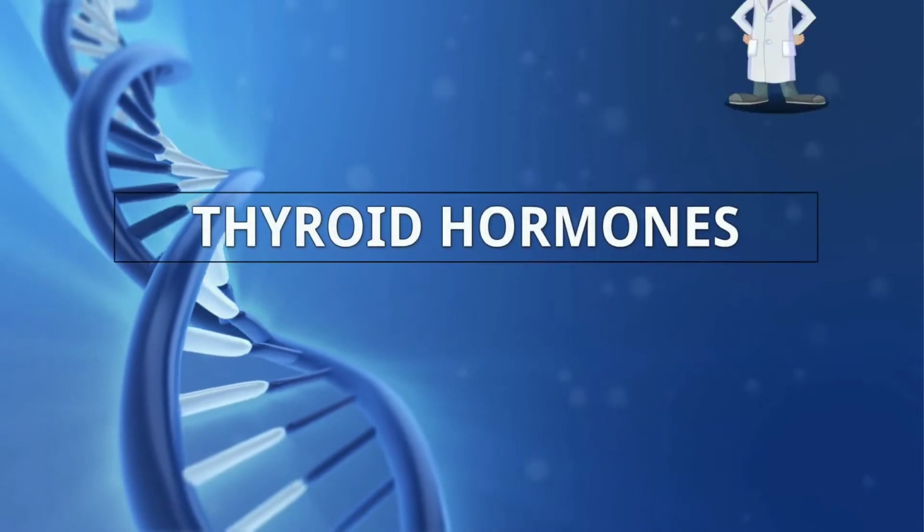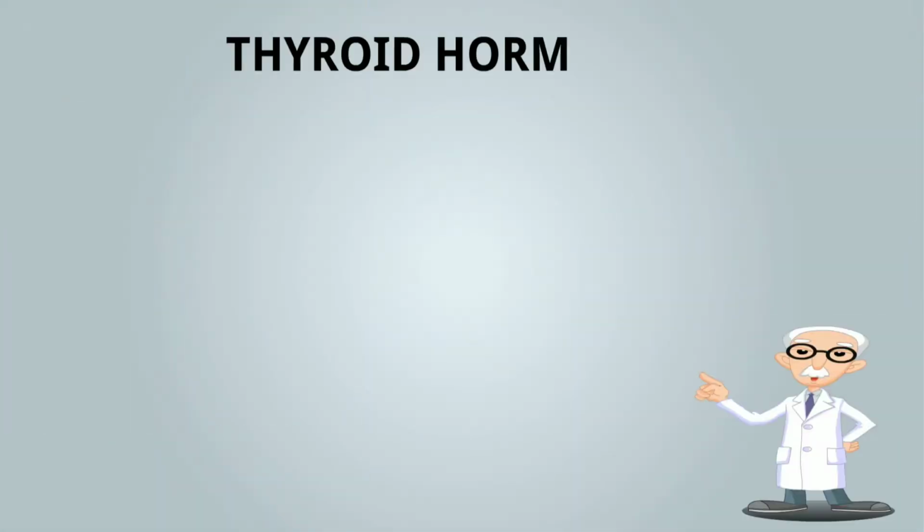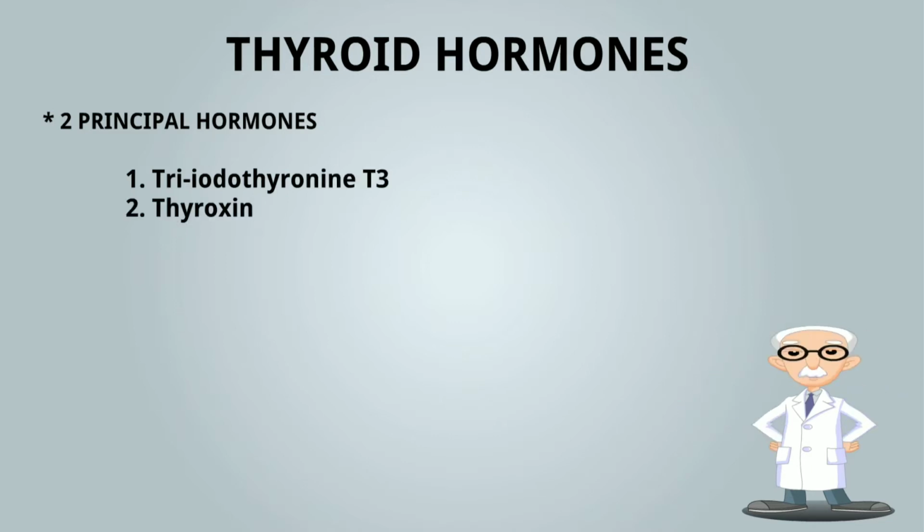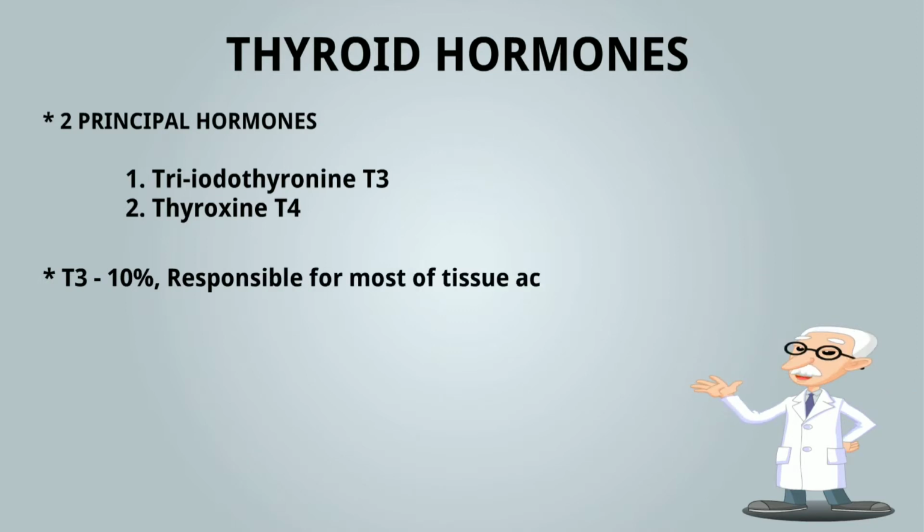Thyroid hormones, easy explanation. There are two principal thyroid hormones: 1. Triiodothyronine, T3. 2. Thyroxine, T4. T3 is 10% responsible for most of the tissue actions, and T4 is 90% responsible for most of the tissue actions.